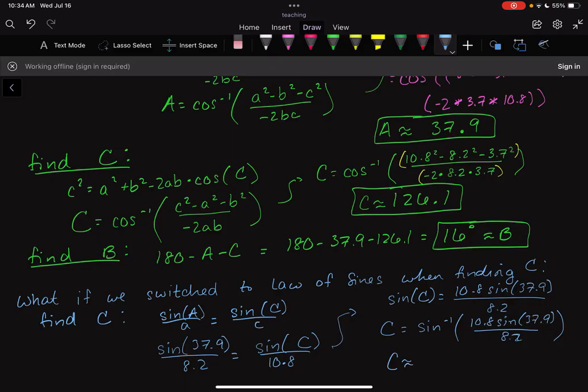All right, let's see what this gives me. Ooh, 54. That is incorrect, because we found that C is supposed to be 126.1. So how does that even make sense? And then you would have had the wrong B value as well.